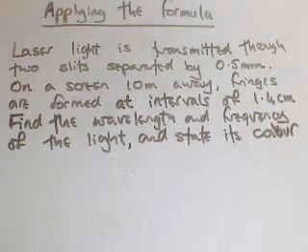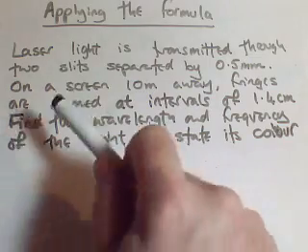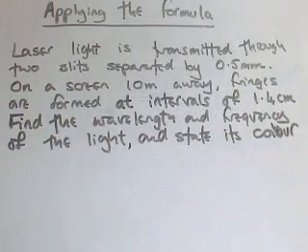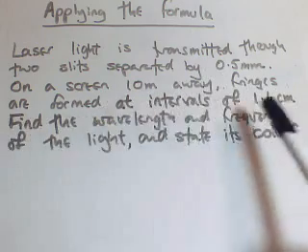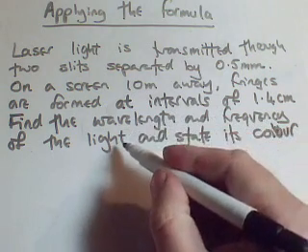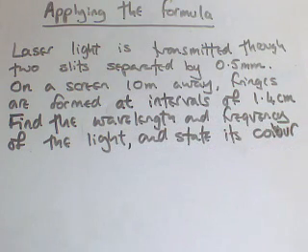Okay, here we've got a description of an experiment that you've probably seen a version of yourself. We've got light from a laser being transmitted through double slits. The separation is 0.5 millimeters. We've got a screen 10 meters away, and we've got the distance apart of the fringes. So we need to find the wavelength, first of all, of the light. Once we've done that, then we're probably in a position to find the other things.